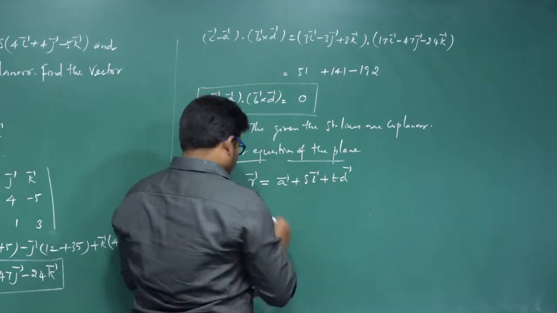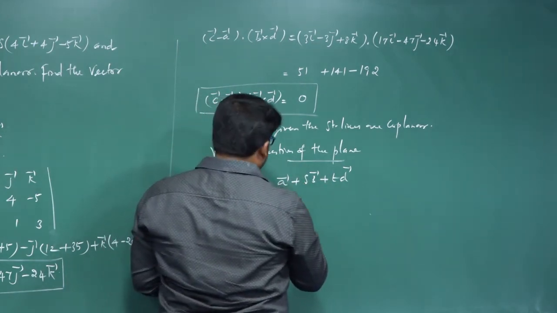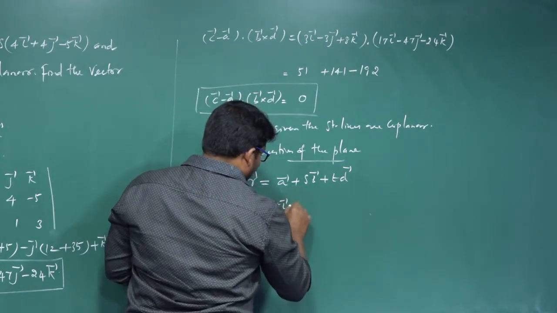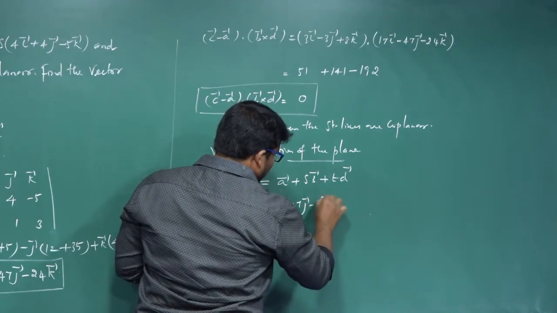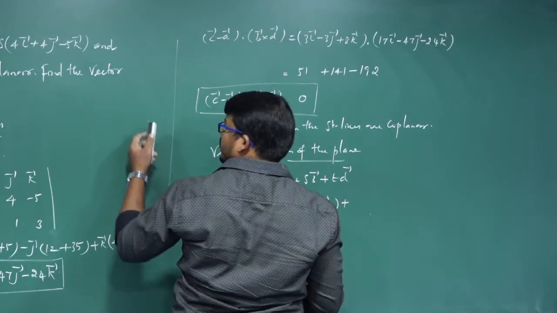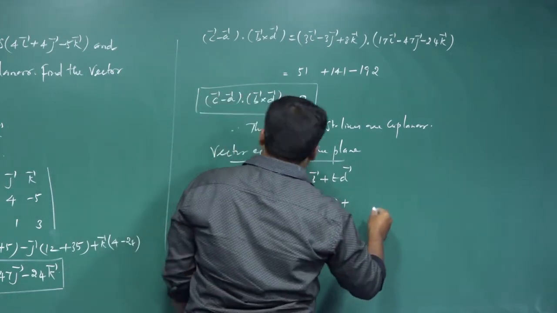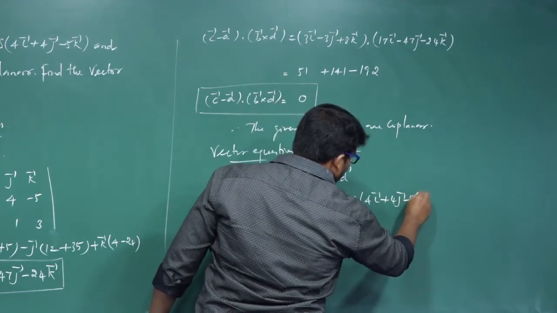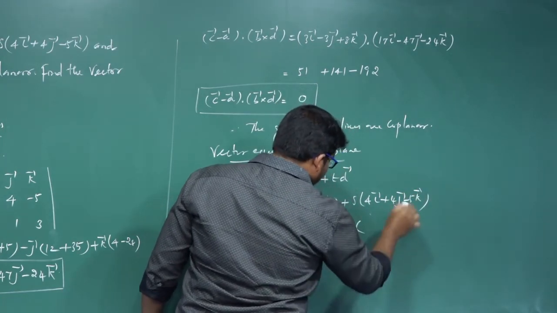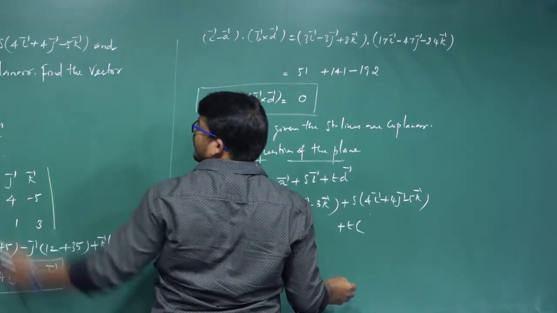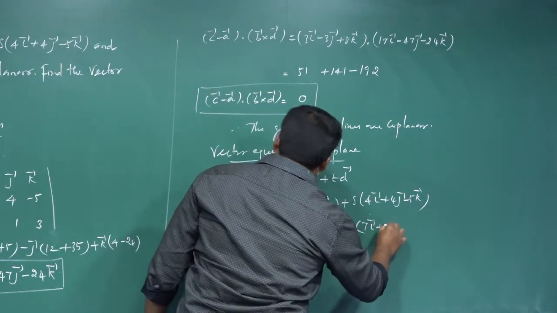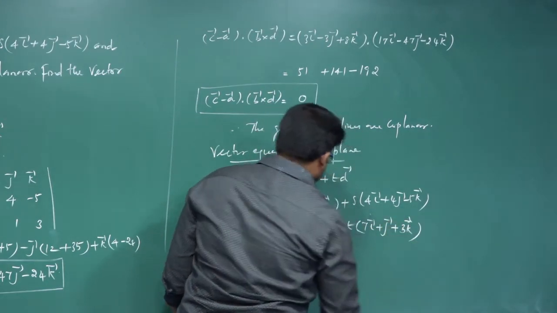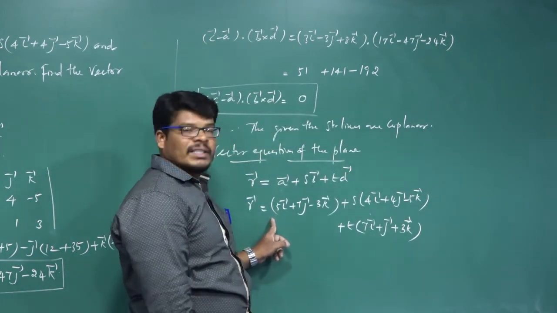Take any one of the points. Now write r vector equal to, take the point a vector. Here a vector is 5i vector plus 7j vector minus 3k vector, plus s of b vector, which is 4i vector plus 4j vector minus 5k vector, plus t of d vector, which is 7i plus j vector plus 3k vector. That is the vector equation of the plane.